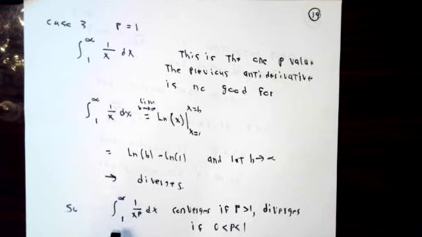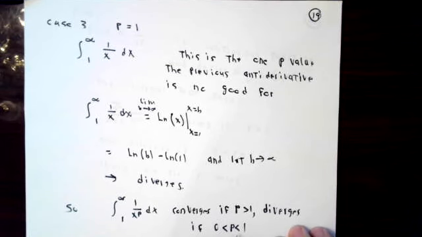So the integral from 1 to infinity, 1 over x to the p, where p is a positive constant, converges if p is bigger than 1, and it diverges if p is between 0 and 1, and even if p were equal to 1. That's the last fact that we figured out.